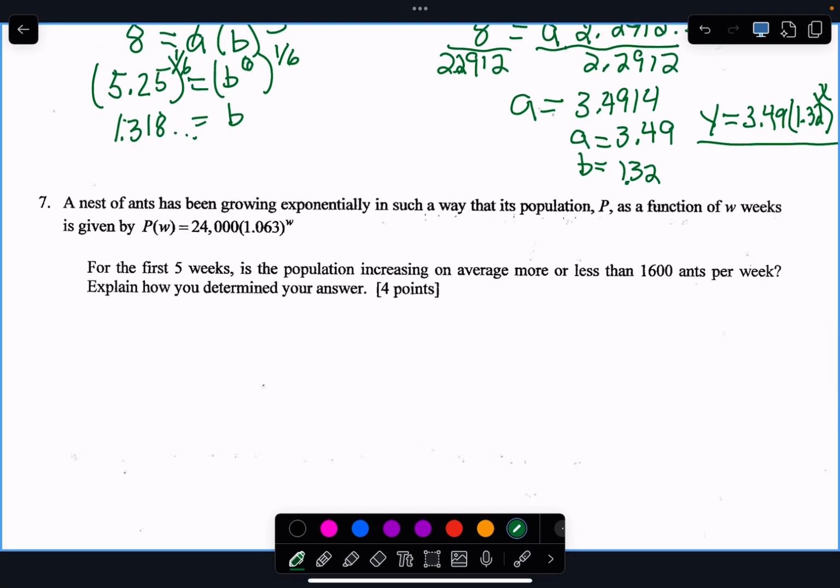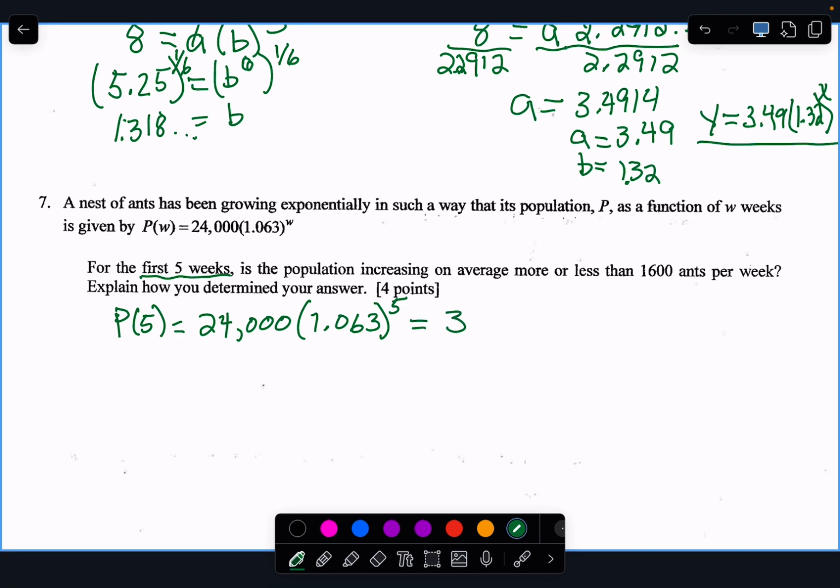All right, this one, I put in 5 for W, right? They want to know after the first 5 weeks. So I put in P of 5 is equal to 24,000 times 1.063 raised to the 5th power. And if I did all that, I got 32,574 ants.